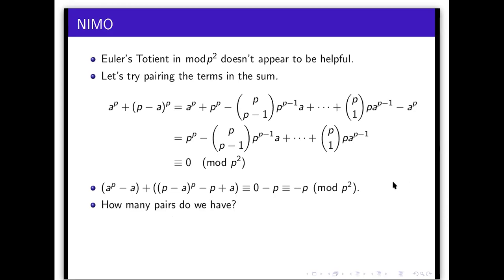So now, how many pairs do we have here? Remember that we were summing from 1 to p minus 2.